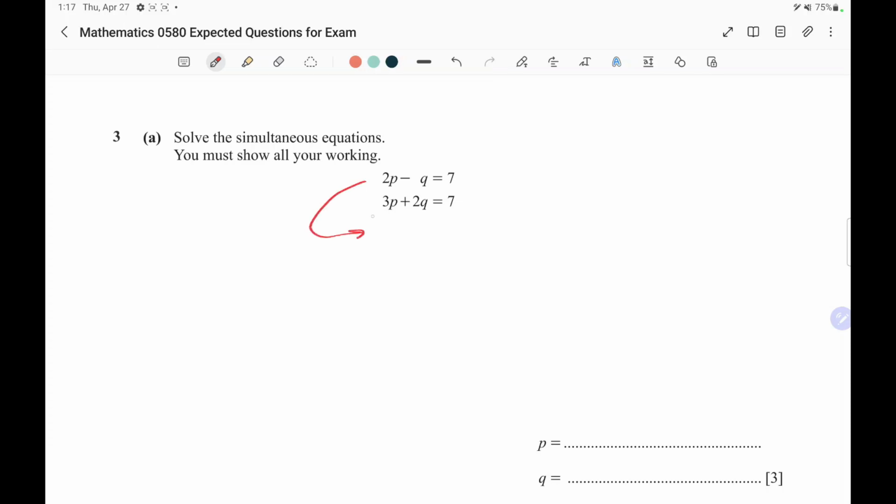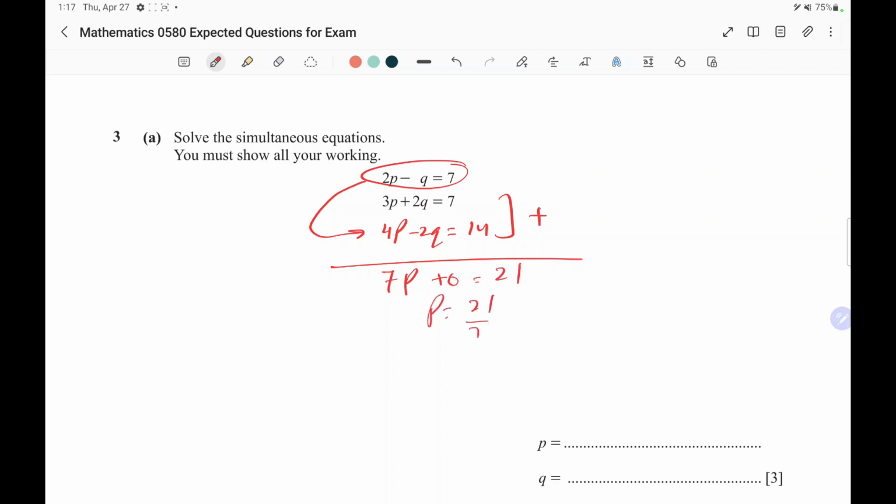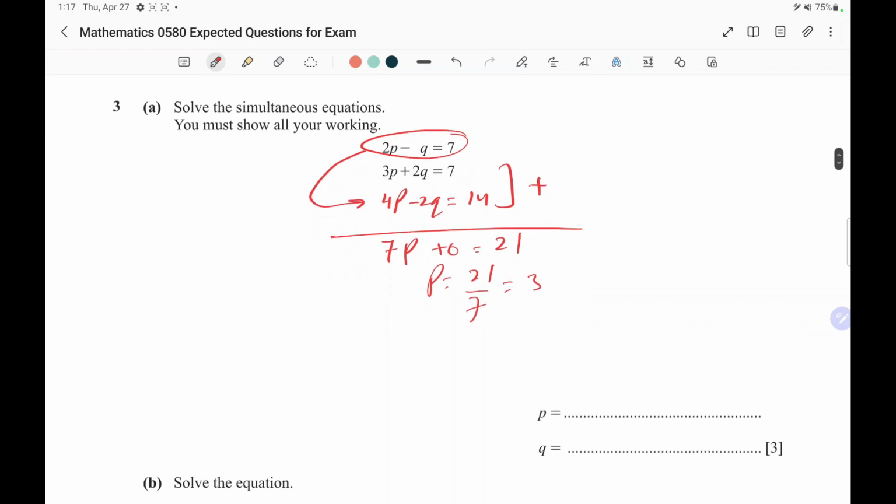So if we multiply 2 to this equation, then that will be 2 times 2, that is 4p, then minus q times 2, that's minus 2q, and then 7 times 2, that is 14, and then just add these two. So 3p plus 4p, that's 7p, 2q minus 2q got cancelled, and 7 plus 14, that's 21. So p equals 21 over 7, which is 3.